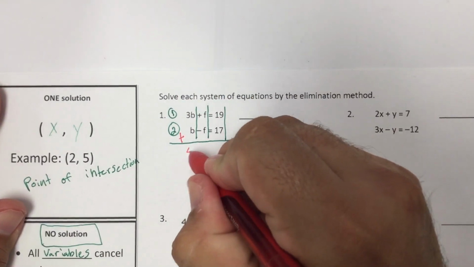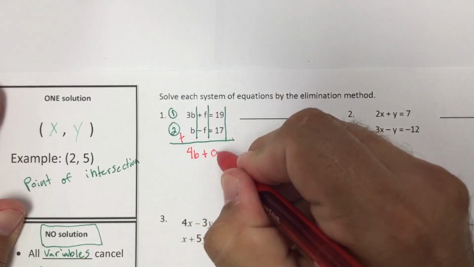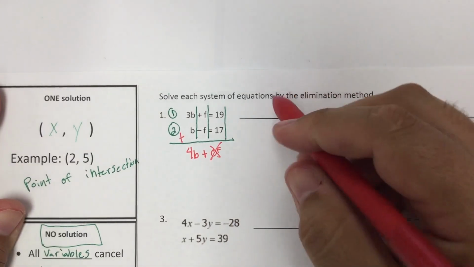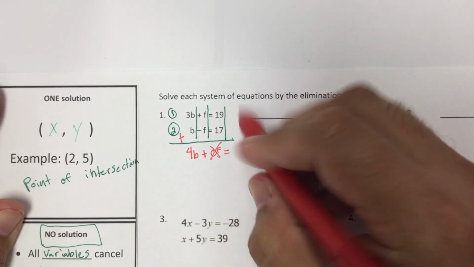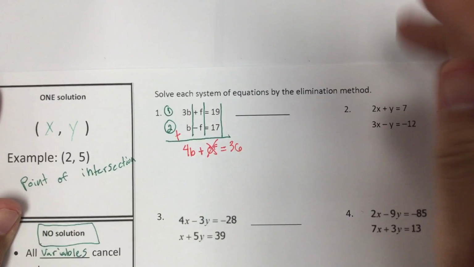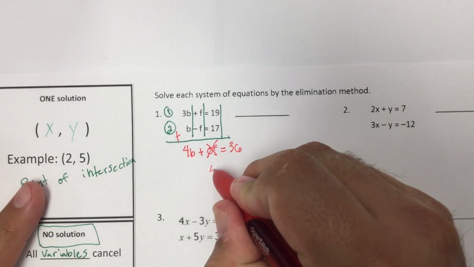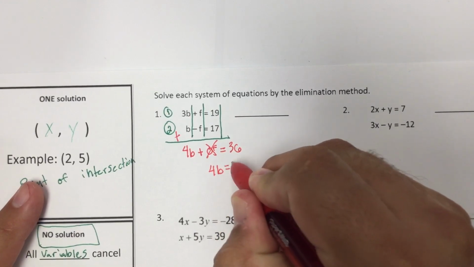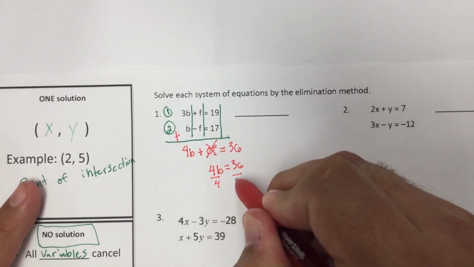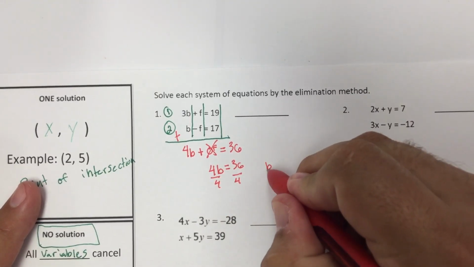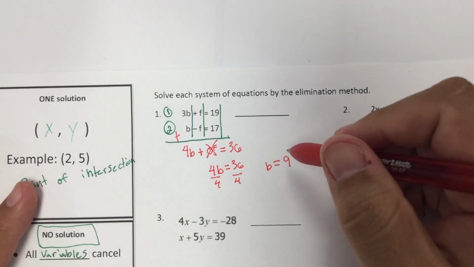3b plus b equals 4b, plus f minus f is 0f, or I like to say just 0, right? That goes away. 19 plus 17 equals 36. Okay? Now that we have 4b equals 36, because this is 0, we have a simple equation that we can solve for. 4b equals 36. I can divide both sides by 4, and I get b equals 9. So far, I know that b is equal to 9. So that's one part of my solution.